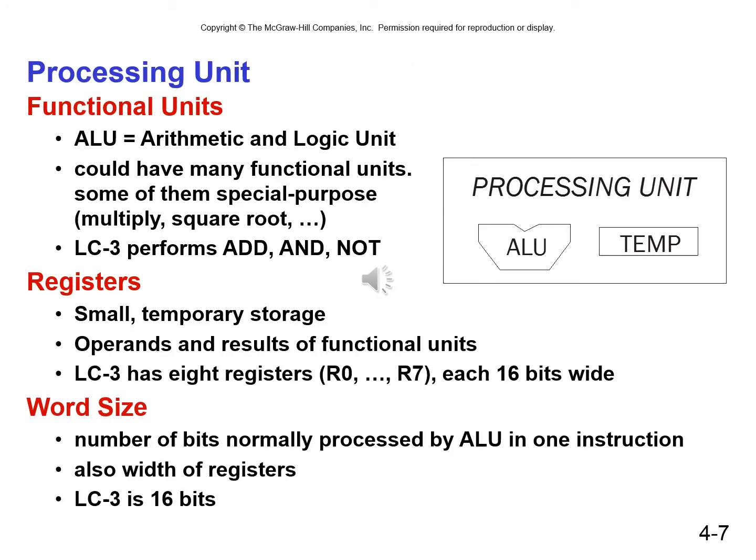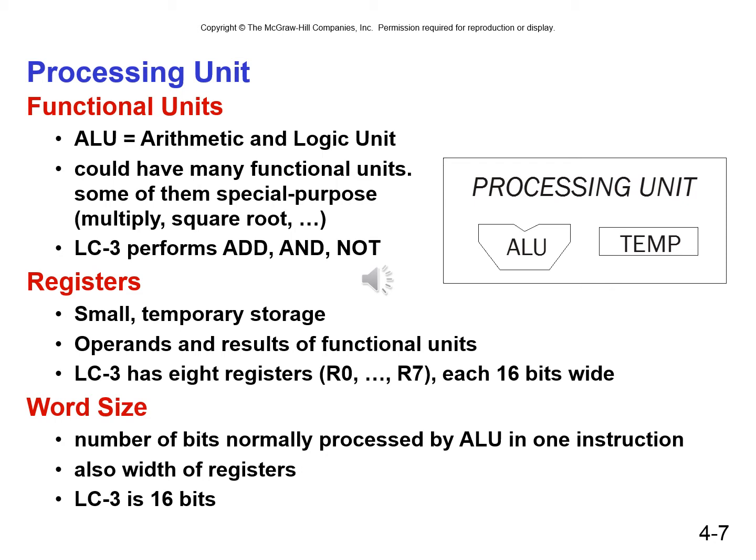Next up, the processing unit, also called the CPU. It has various functional units depending upon its purpose. A general purpose CPU for a computer has many functional units, some special purpose, multiply, square root, etc. The simulator that we are going to learn performs add, and, not, so it is logically complete.